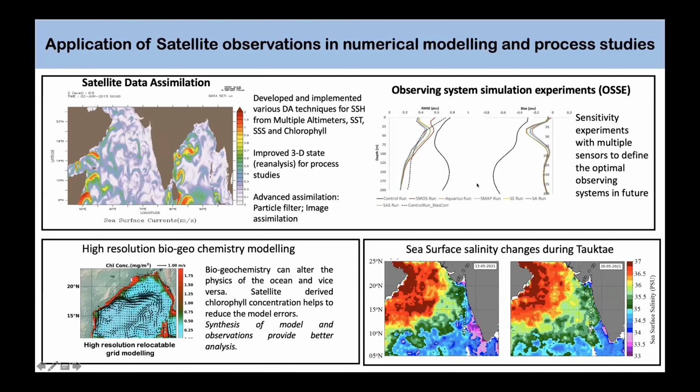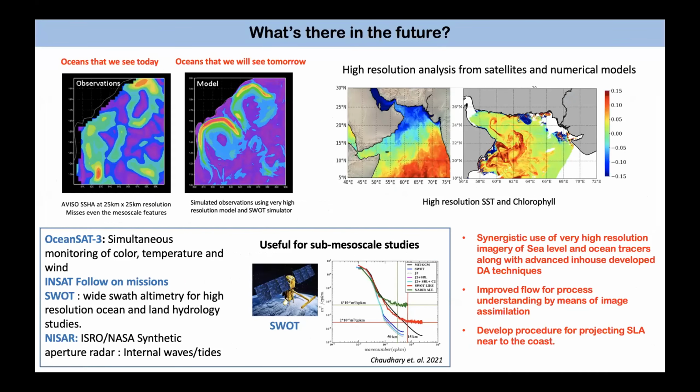And coming to the future, we know that the current generation of altimeters gives the sea level at a 25-kilometer resolution. However, with the future SWOT mission from ISRO and CNES, we will be able to get synoptic coverage of high resolution dynamic topography of the ocean. Here I am showing the current status of the observations available from altimeters, which are at very coarse resolution. On the right-hand side, I am showing the simulated observations from a SWOT simulator, which shows the very fine details that we will be getting in the near future.